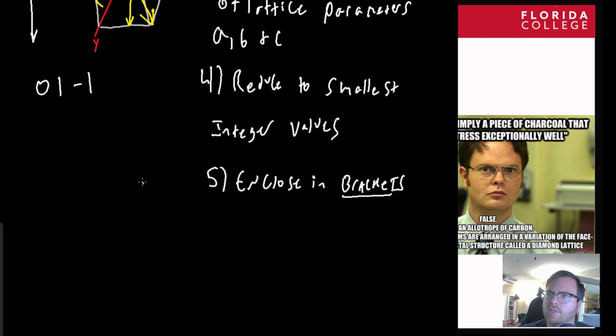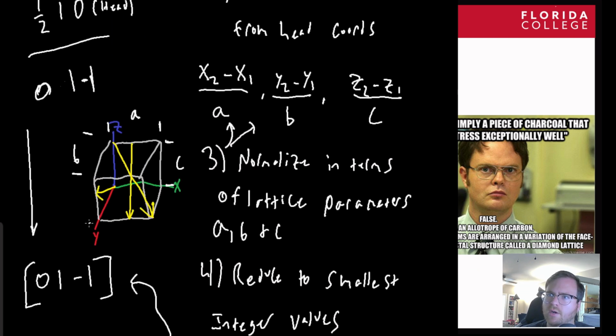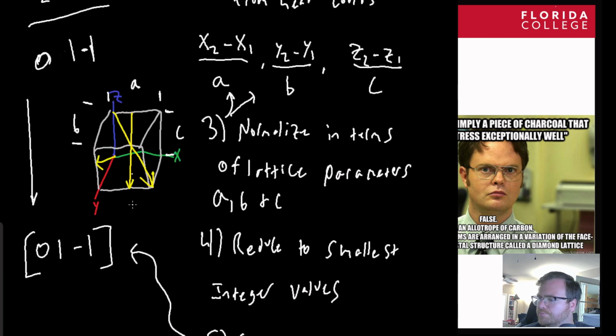Okay. So we're going to go ahead and do that. And I'm going to draw a little arrow. And we're going to enclose these in brackets. There we go. So now why do we do that? Why do we enclose in brackets? Well, so we can tell this apart from a point and also from a plane, which we're going to discuss in a minute. So that 0, 1, and negative 1 is now our value for this crystallographic direction.